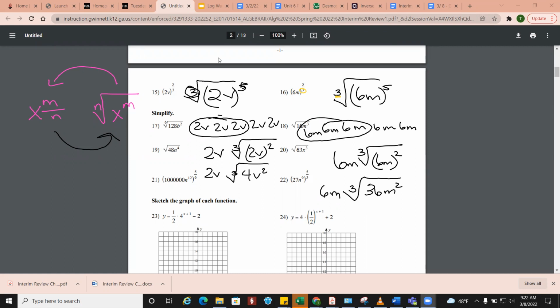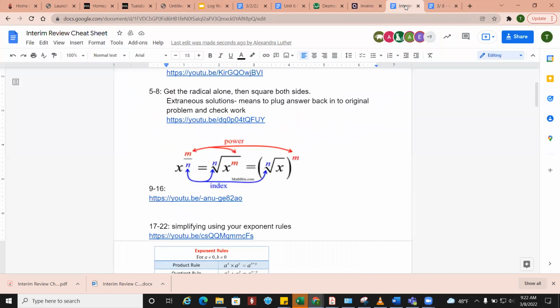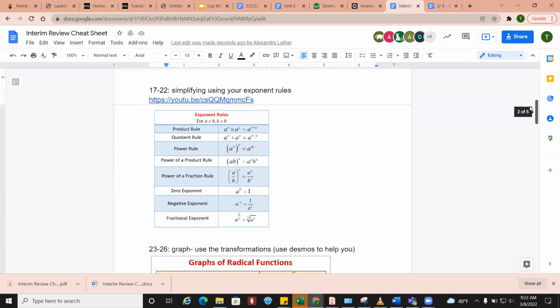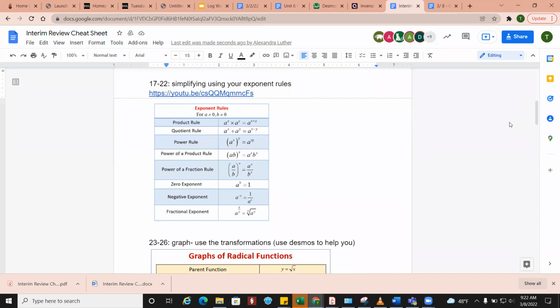Okay. Come back over here, looking at questions 17 through 22. Simplify using your exponent rules. Guys, you have to have these exponent rules memorized. If you don't, you've got some work to do. There's a lot of Khan Academy and quizzes and Kahoots that practice these. So if you need some practice, just Google it. Exponent rules quiz, and you can practice.